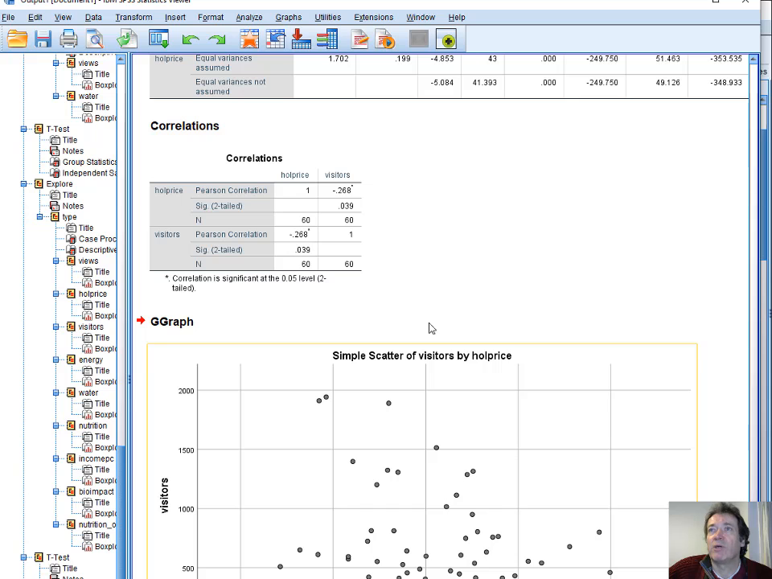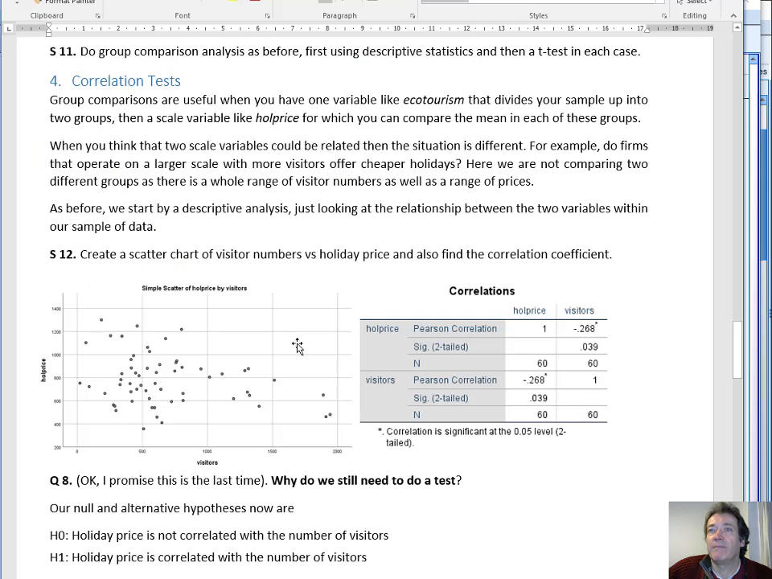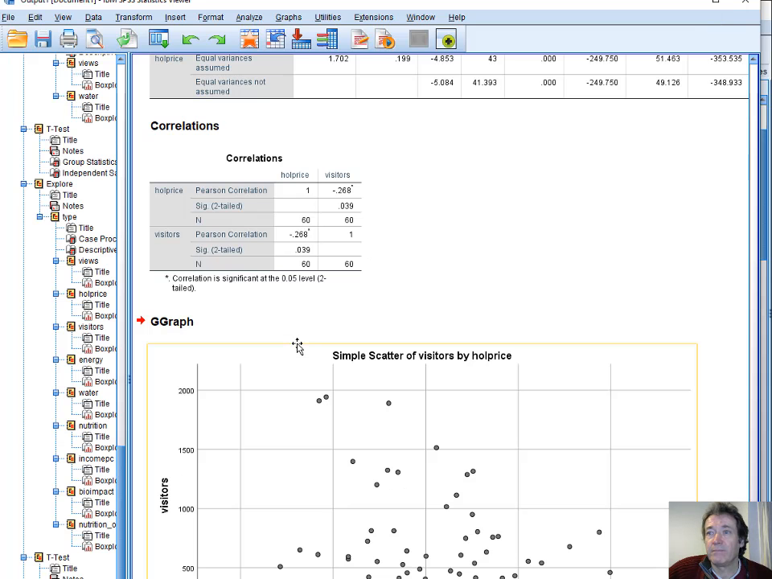this kind of scatter chart, which hopefully matches the one that we've got there. So it looks like there's some sort of loose downward trend, not very strong, but there aren't many very expensive holidays with lots of visitors. So there's a general downward trend. There are a few cheap holidays with few visitors, but most of the cheap holidays have got more visitors, so it's a negative relationship, which is why it's negative 0.268.